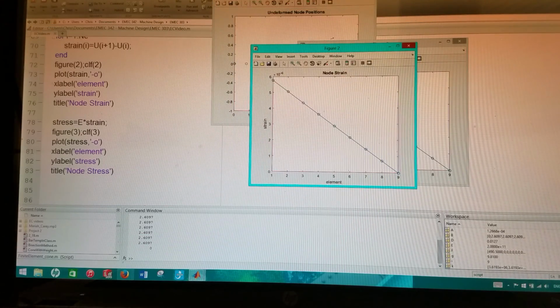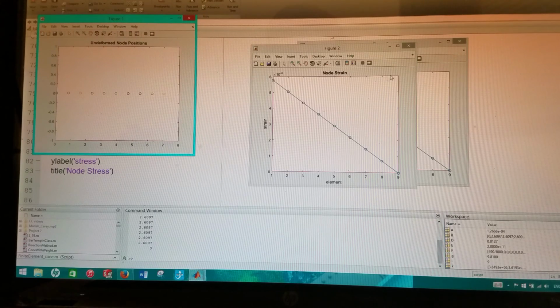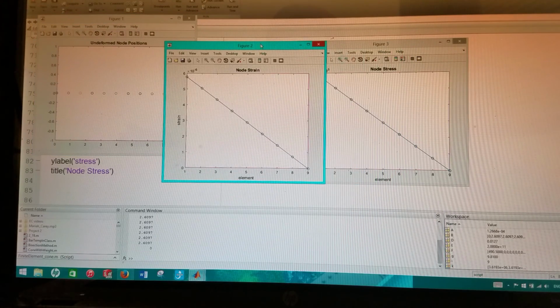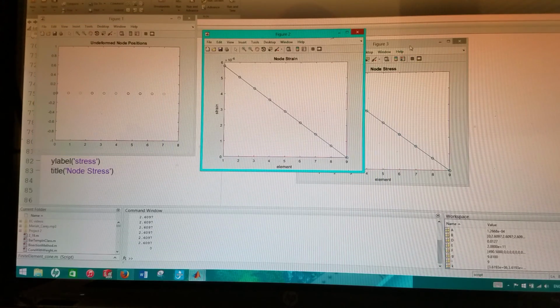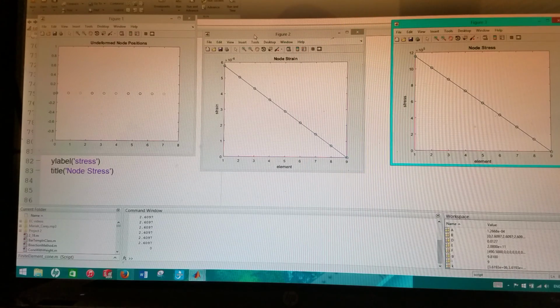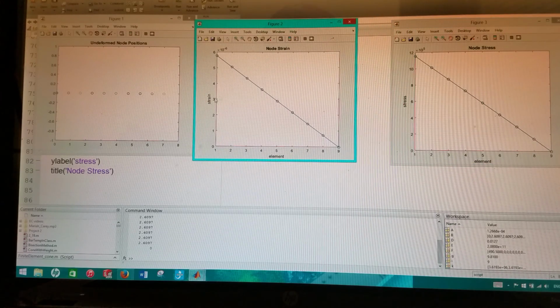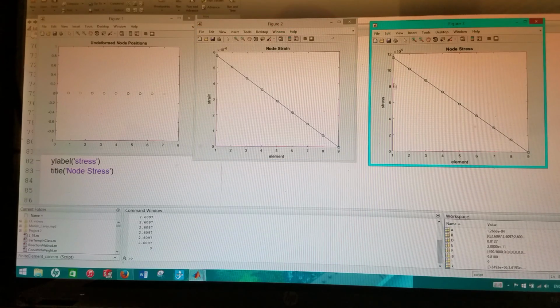So here in figure 1 we can see the undeformed node positions all at their datum along 0. Then we have the strain, which is showing that element 1 is experiencing the most strain, and then that's decreasing as we go down the bar. And then the stress follows an equal pattern, as the further the element is down the cable, the less stress it faces.